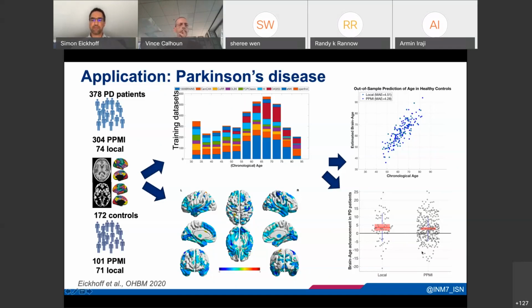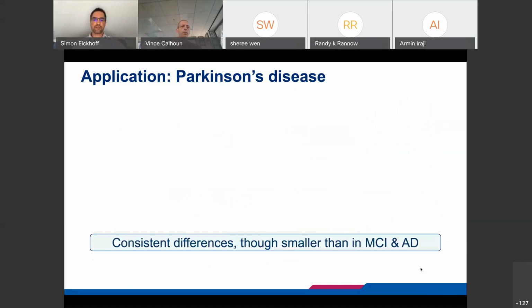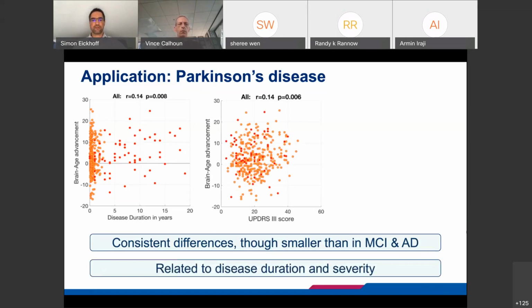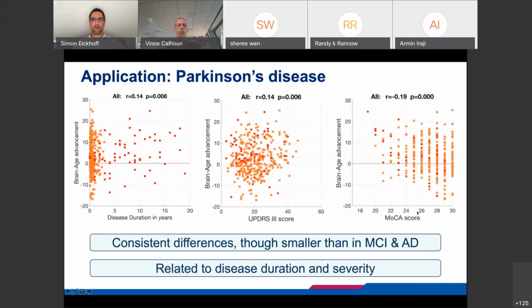Last but not least, we also see a quite marked inter-individual difference, with quite a few subjects also having brains that look actually younger than they really are. I'll come to that in a minute. So we have consistent differences that are smaller than MCI and Alzheimer's. And what's important then, they also relate to clinical phenotypes. In particular, we see that there is a significant correlation with the disease duration. Now, if you wonder about the colors, the red one is the local cohort. The orange one is the PPMI, which is a progression initiative. So basically all the subjects were very early stage. Moreover, we also found that there was a relationship to both the UPDRS-3 score, so the motor impairment, and the MoCA score, the cognitive impairment.